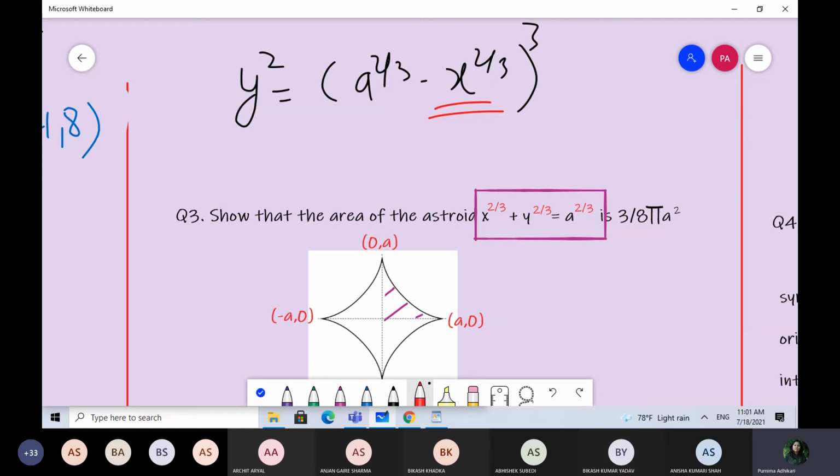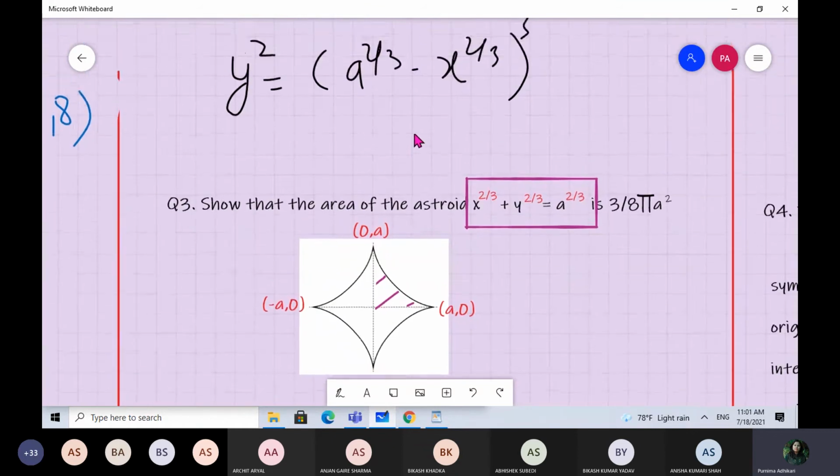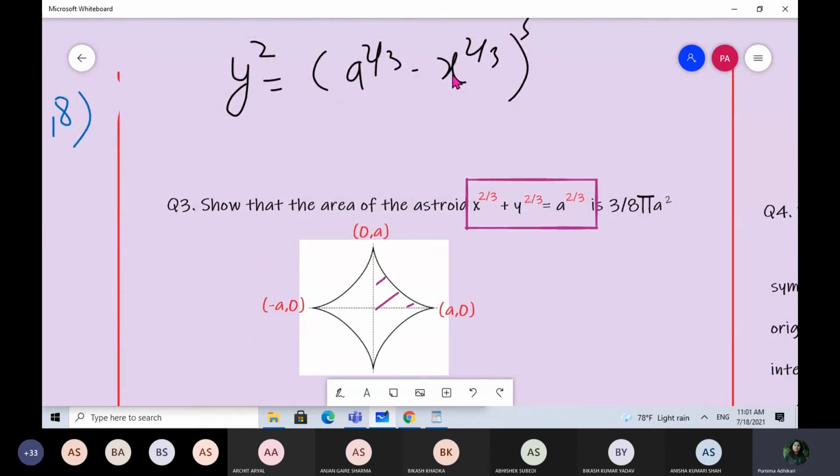Okay. And if you have to talk about intercepts, you can see when you put x equals a and minus a, y becomes 0. Similarly for the other side also. So you can say you have 4 intercepts, which you can clearly see here. And the region: when x lies between a and minus a, y is real, otherwise it's imaginary.